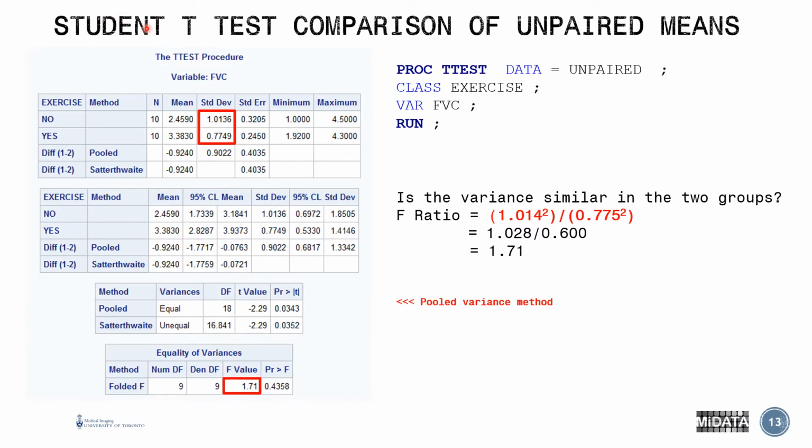All right, let's switch gears a little bit. So let's look at the student t-test for comparison of unpaired means. So we just did paired means. Great. That was very straightforward. Now we're going to do the same thing, but we're going to use the unpaired data set.